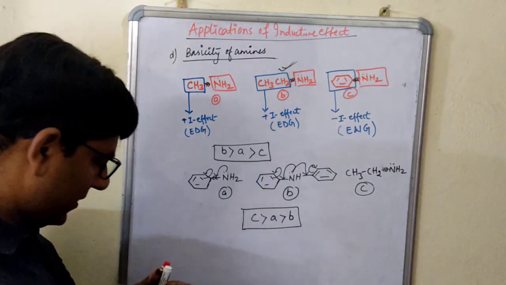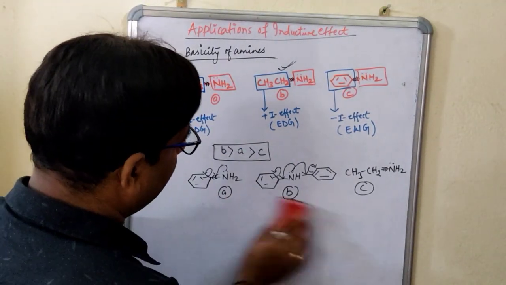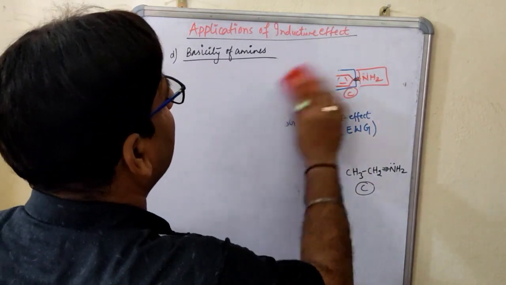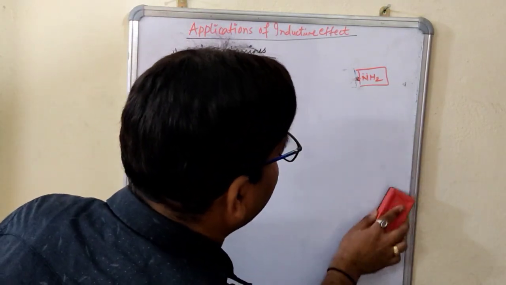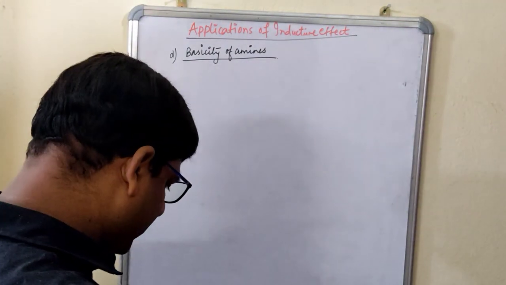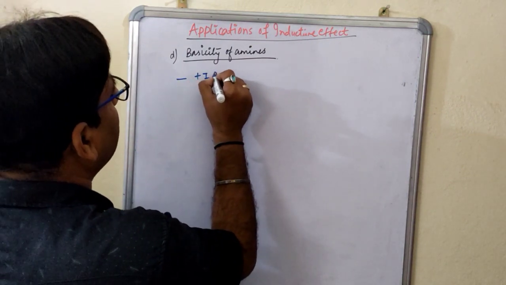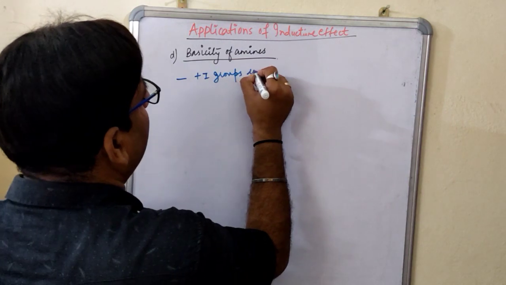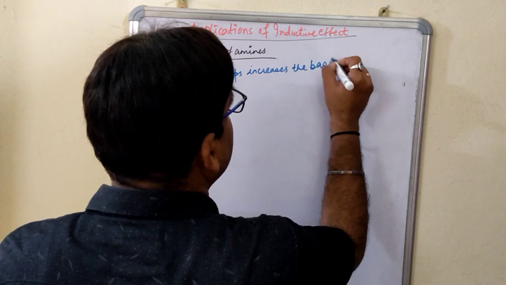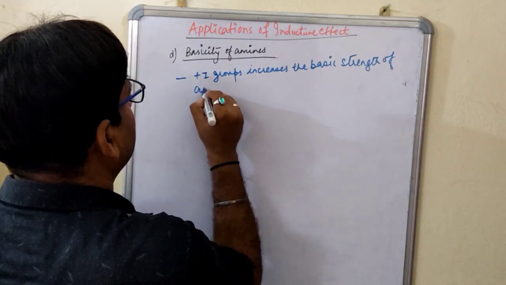Now, what is the bottom line of all the explanation, students, that I am telling you? These are 3 points, and you have to keep these 3 points in your mind while writing the explanation and while writing the examples for it. What are the 3 points? The first point is that the plus I groups increase the basic strength of amines.